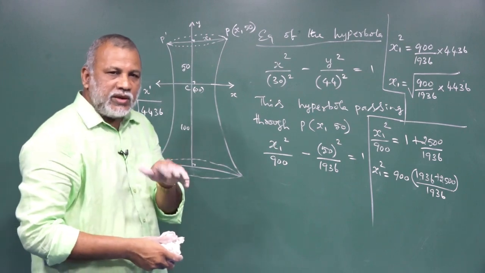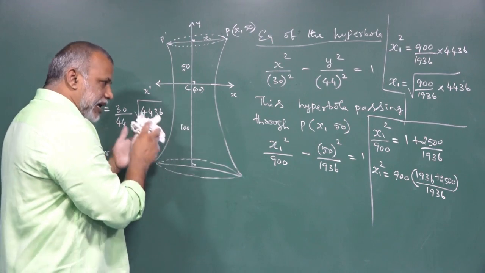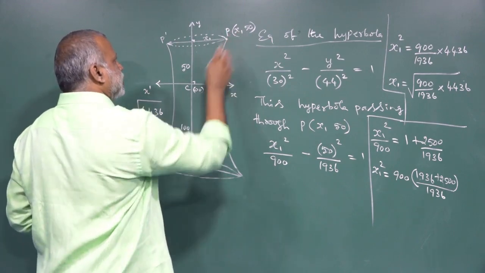In the same way, we need the diameter of the bottom also. Now listen, the same equation passes through the point P of (x1, 50).